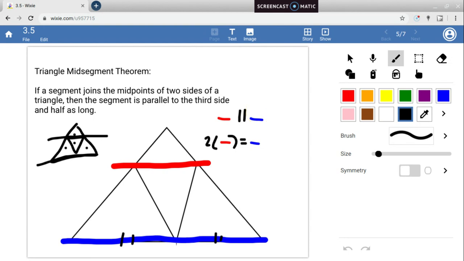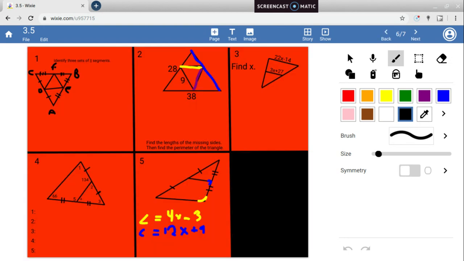Alright, so here are 5 problems that I have. You can pause the video to do them. Alright, I'll go over them now. Alright, let's see what we have here. Number 1. Identify 3 sets of parallel segments. Alright, 3 sets. I'm just going to write the answers in, pick a color. How about just green? Because there's no other green on here yet.